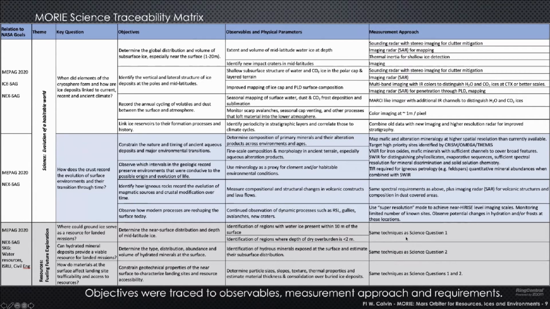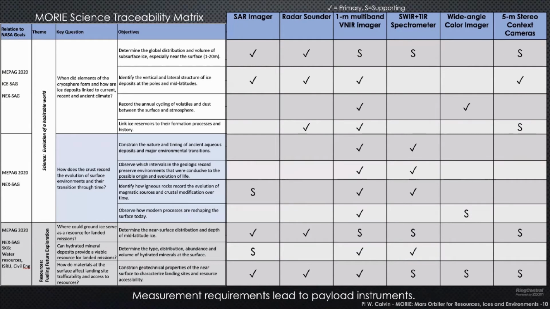Then we're linked to our instrument payload, and each instrument then is either primary, as denoted by a check mark, or it's supporting, as denoted by an S, for each of our science objectives. And then those same instruments will support the resource objectives. So we're looking at a synthetic aperture radar imager, as well as radar sounding band imager. We're doing thermal infrared spectroscopy. We have a wide angle color imager, and then black and white stereo context cameras. And I'll spend a little bit of time on each of those instruments.